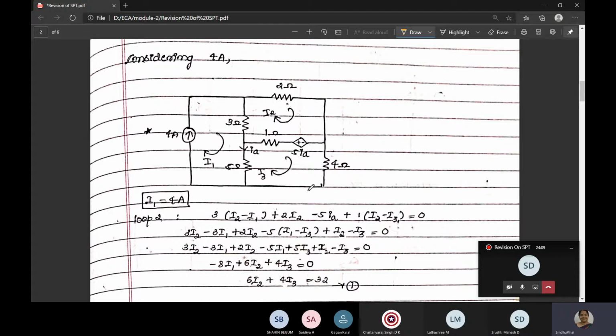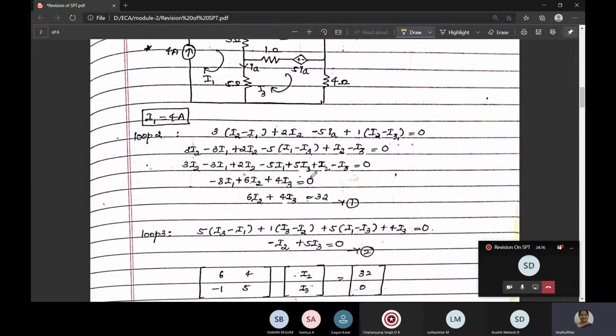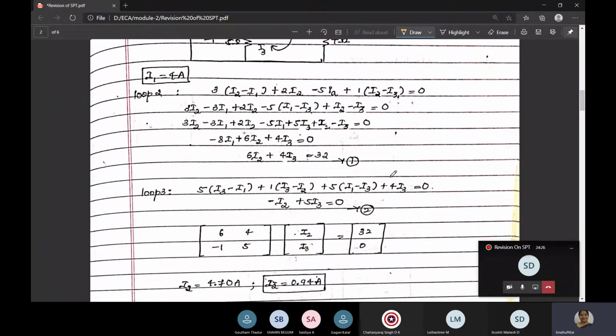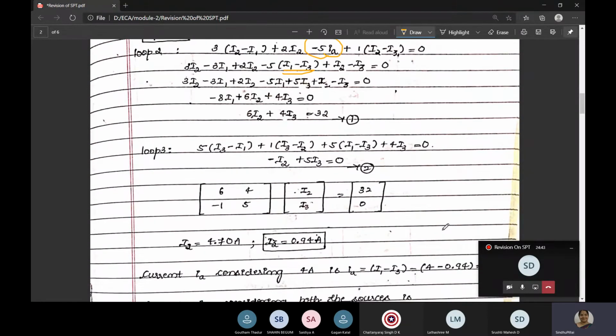Next, write the loop equations for I2 and I3, for loop 2 and loop 3. Wherever you get I1, substitute 4 amps, and wherever IA is there, you have to substitute it, as it consists of two currents, I1 and I3, in this branch. So IA is equal to I1 minus I3. See here, this is 5 IA. That is substituted here. So you'll get two loop equations for loop 2 and loop 3. Find out the currents.